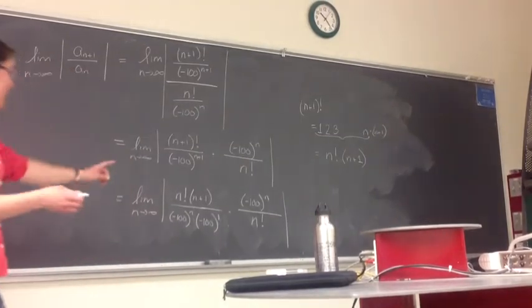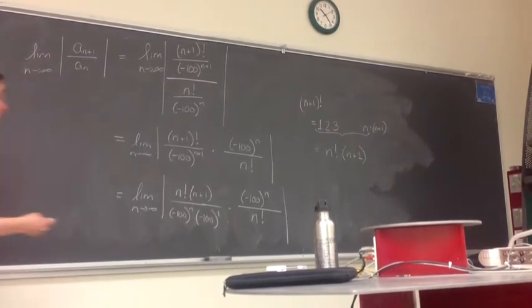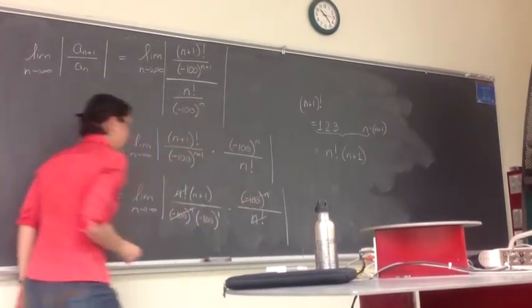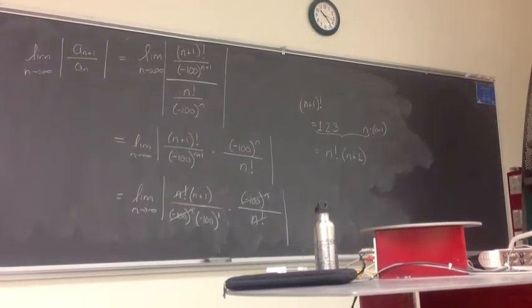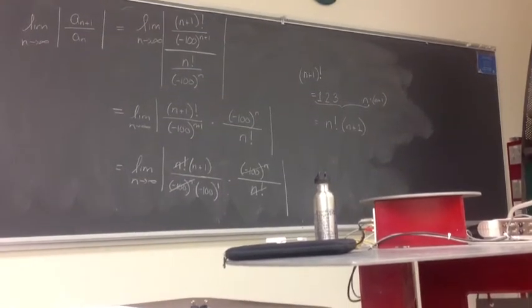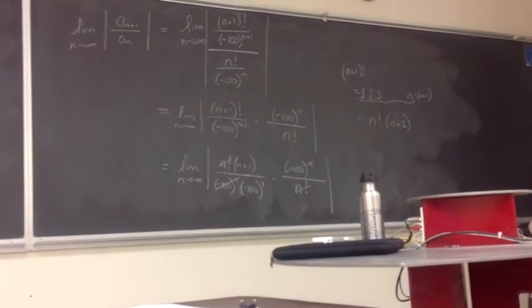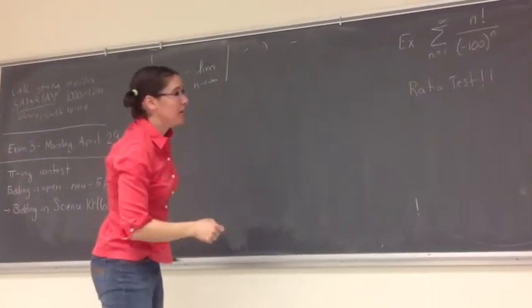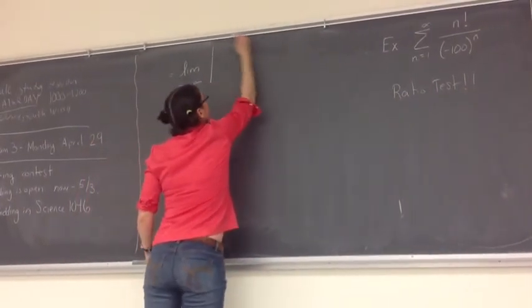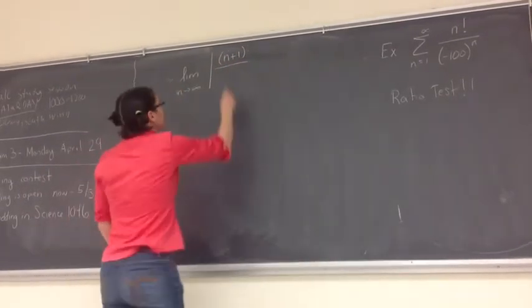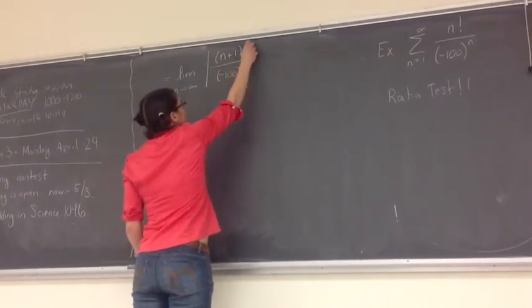Okay. So now that we've rewritten everything, a lot of things are going to cancel. The n factorials will cancel. The negative 100 to the n's will cancel. And it looks like we've got ourselves the limit as n goes to infinity of n plus 1 divided by negative 100 raised to the first, which is just negative 100.